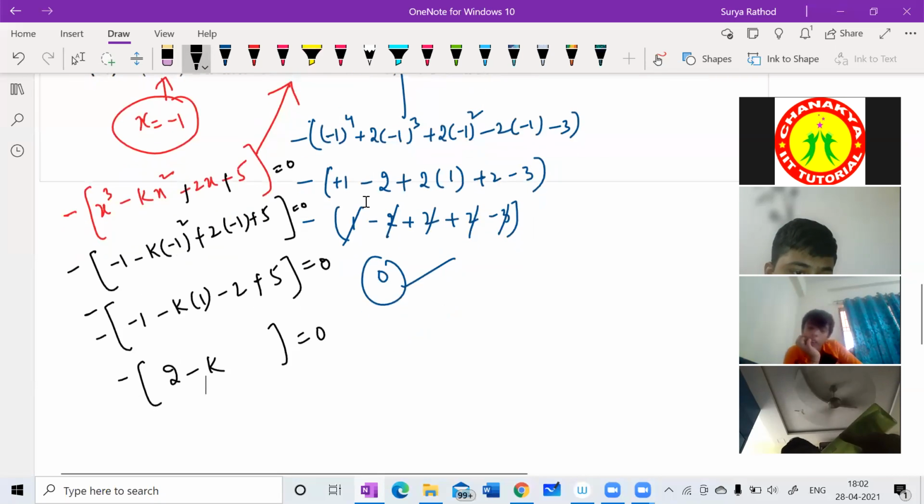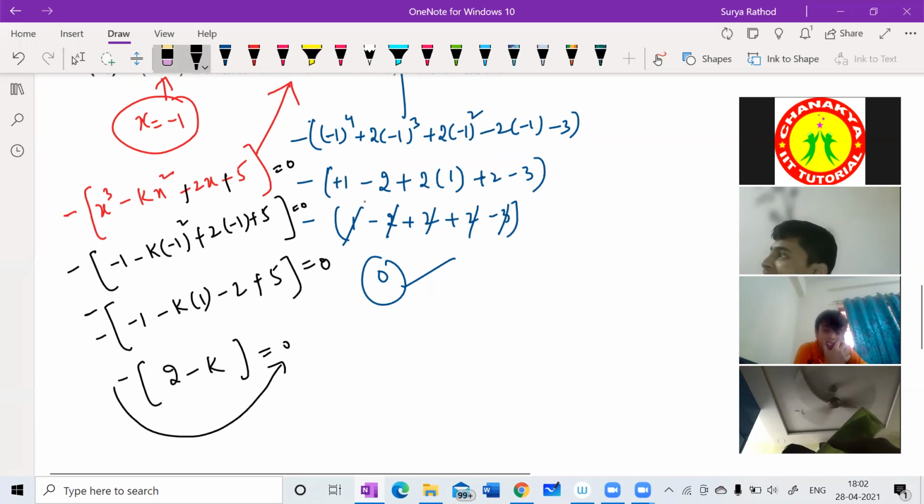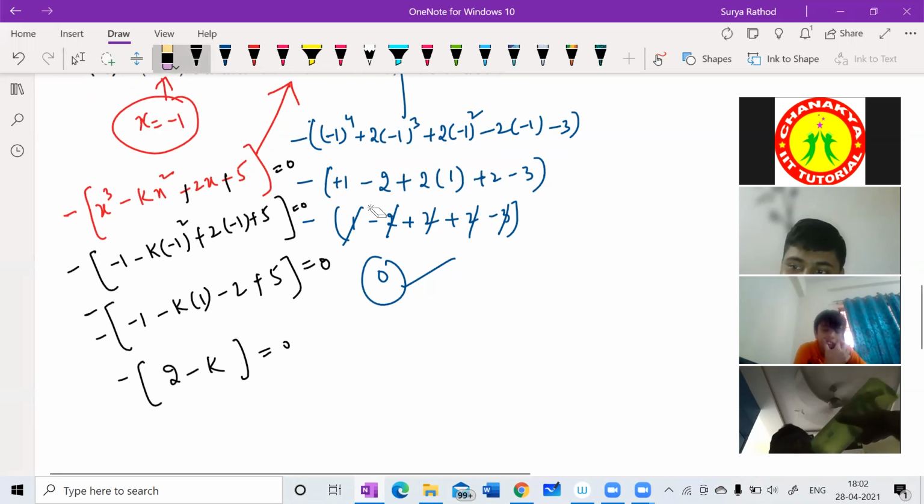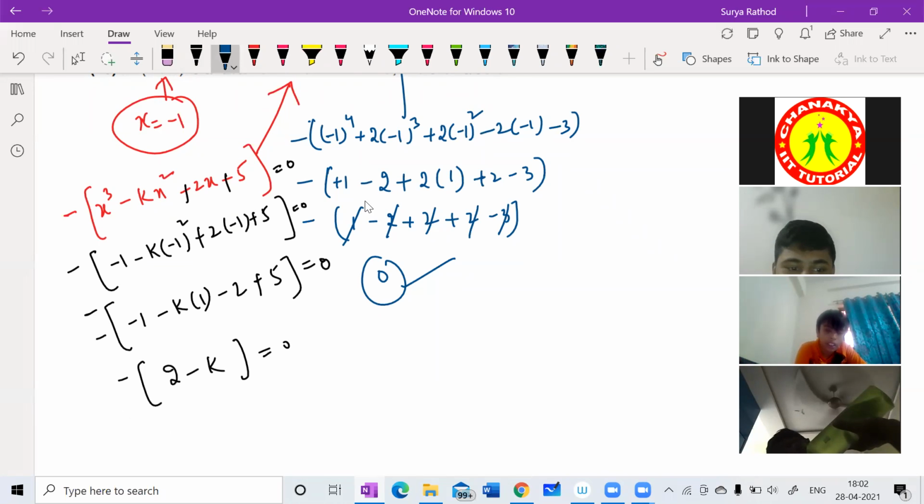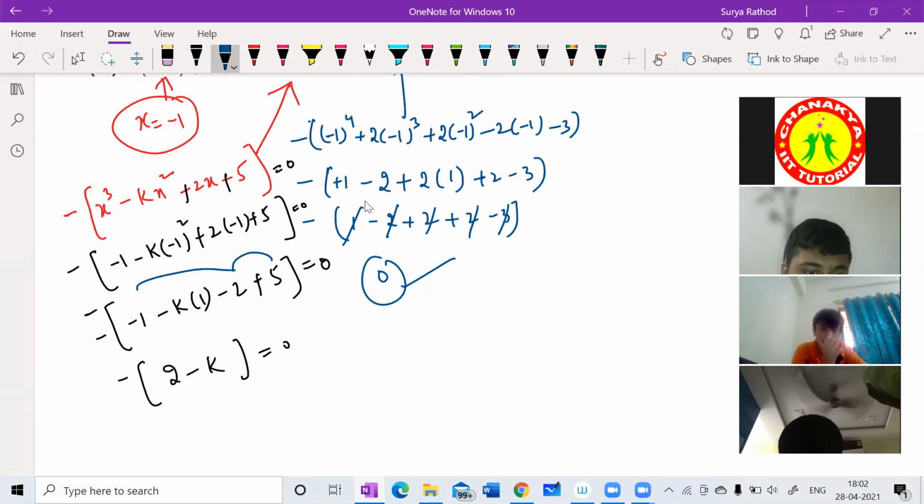You can either multiply with minus or you can shift the minus to the right hand side. How did you get 2 minus k, sir? How did I get? Look at this here. Minus k. How did I get? 5 minus 2, how much? 3. Got it. Yes, sir. 3 minus 1, 2. So 2 minus k is equal to 0.